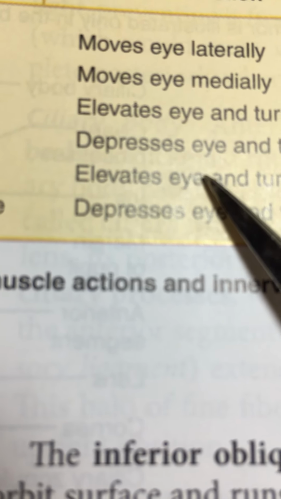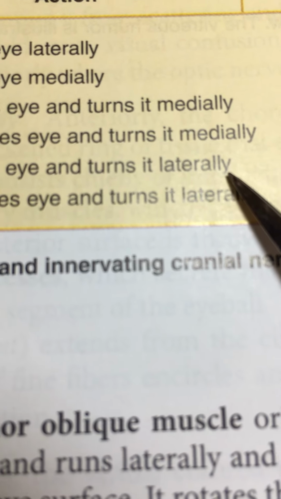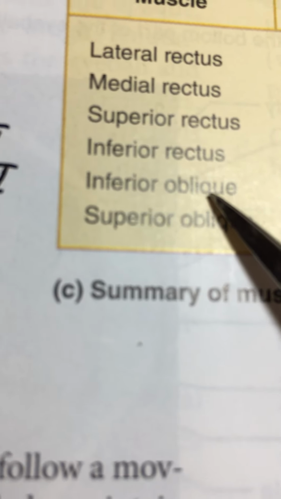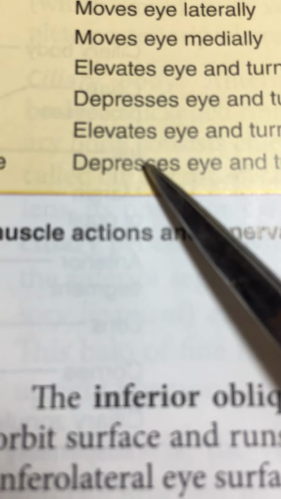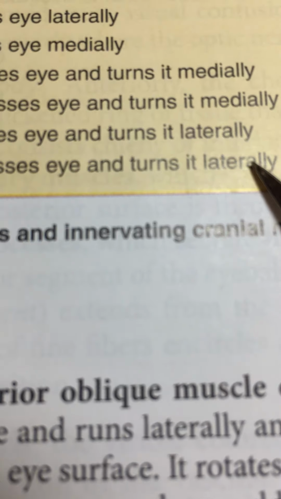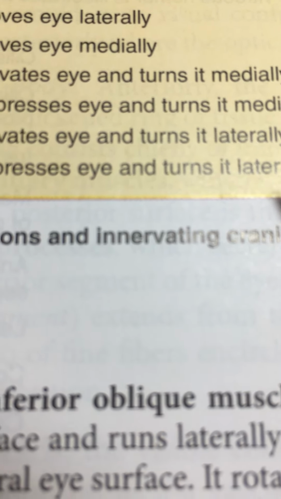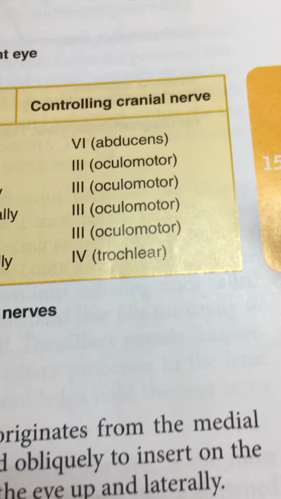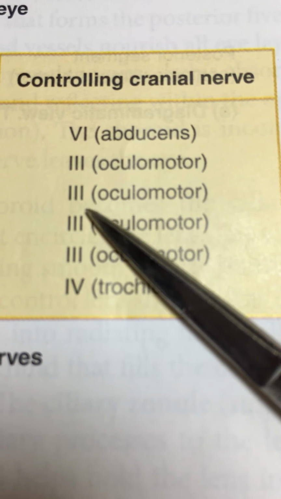The inferior oblique, oddly enough, makes the eye elevate, so it looks up and outward to the lateral aspect. Right lateral if it's a right eye, left lateral if it's a left eye. And then the superior oblique makes the eye look downward and toward the lateral. So down and out to the right if it's a right eye, down and out to the left if it's a left eye.